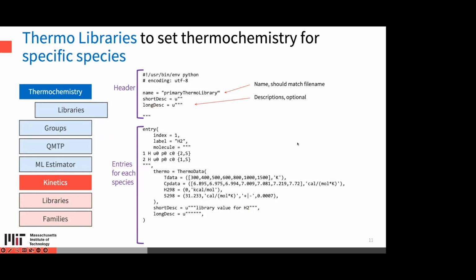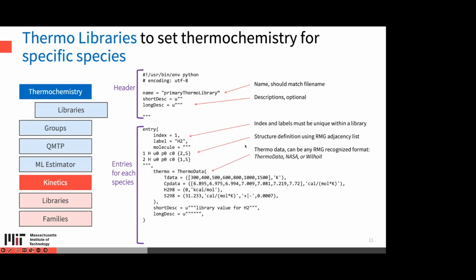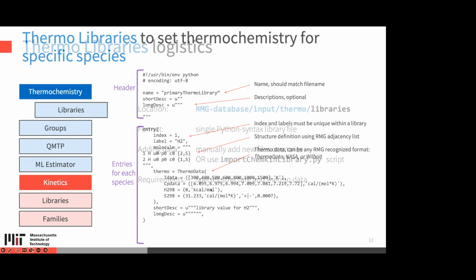And then that's going to be followed by all of the different entries for each species. For each species, we're going to have an index. Typically, it starts from 1 and just counts up, so it acts as a unique identifier. And then we'll have a label, so H2. And then we'll also have a molecular structure, in this case the adjacency list, and then an entry of the thermal data.